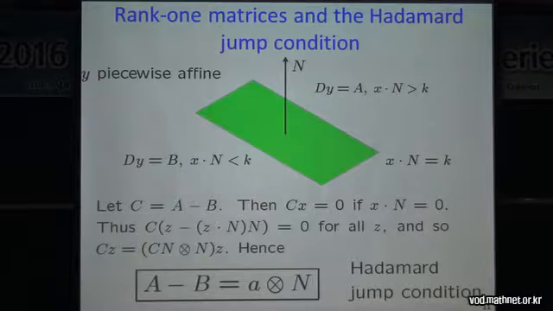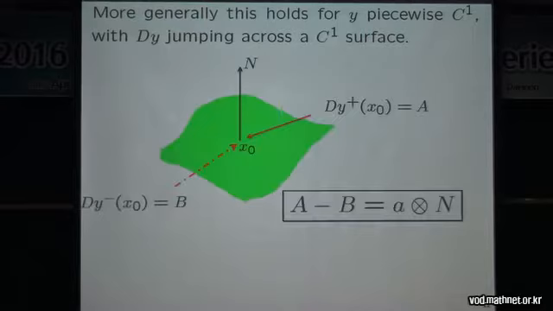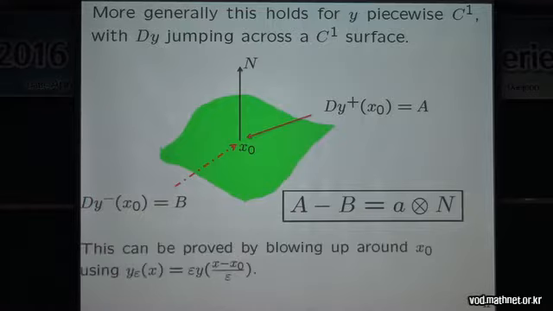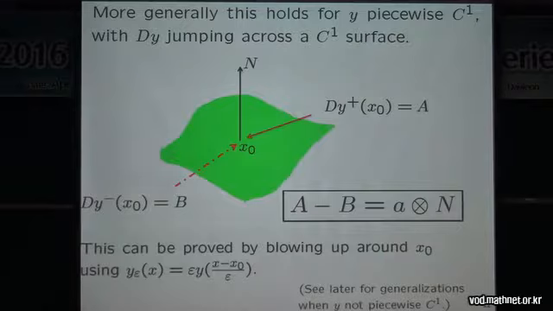So this works more generally if y was, say, piecewise C1 with the gradient of y jumping across a C1 surface. You take a point x at which the normal is n. You have a limit of the gradient from above, which we call A, and from below, which we call B. And again, you get A minus B is a tensor n. And you could prove that, for example, by blowing up around x0 using this formula, which doesn't change the gradient, but as epsilon goes to 0, it flattens the boundary and reduces it to the previous case. Okay. And later I'll talk about generalizations of this when y is not piecewise C1.